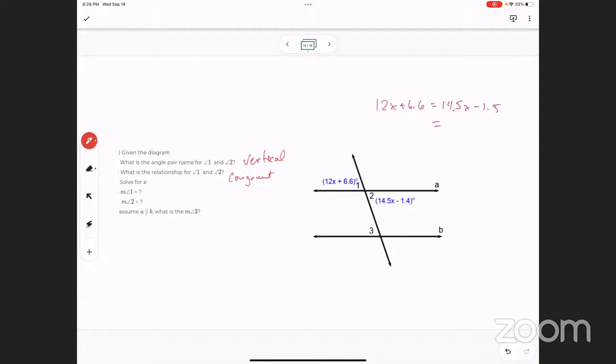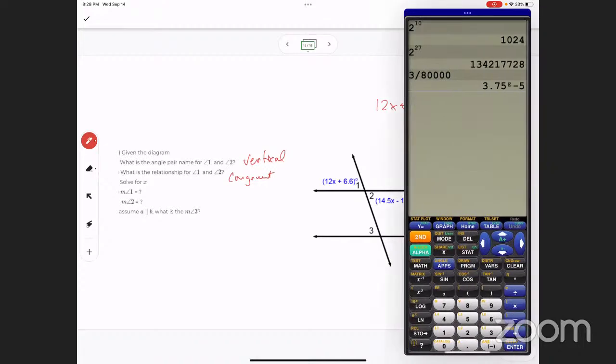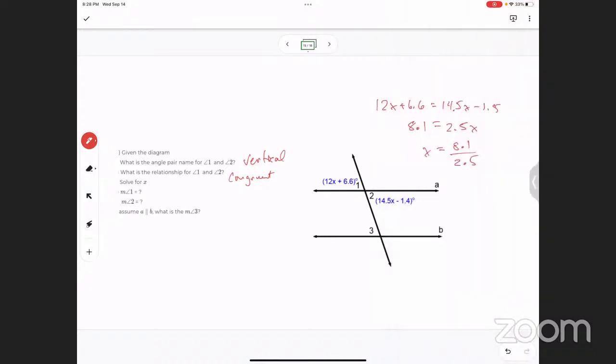Let's subtract 12x from both sides, put them to the right side. 2.5x equals, add 1.5. That'd be 8.1. So x equals 8.1 divided by 2.5, whatever that is. It just is 8.1 divided by 2.5, 3.24. Make sure you round it if you're plugging it in to the right place. Measure of angle 1. So now you're plugging this back in. So 3.24, you just plug it back in.